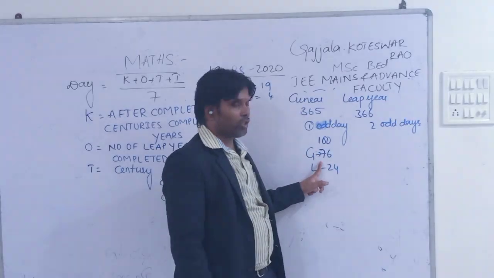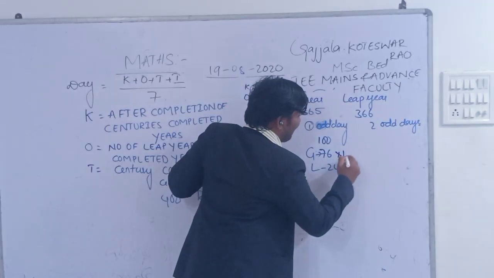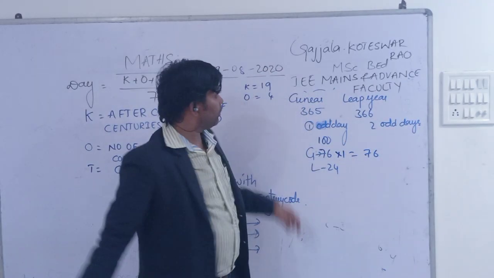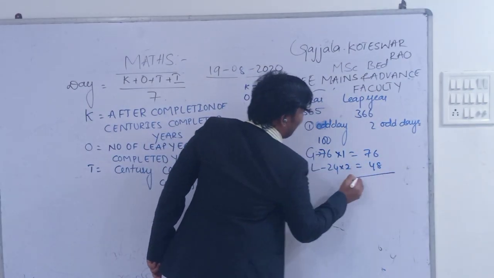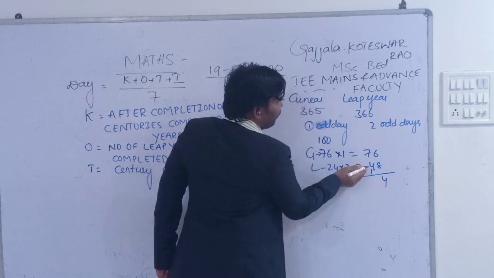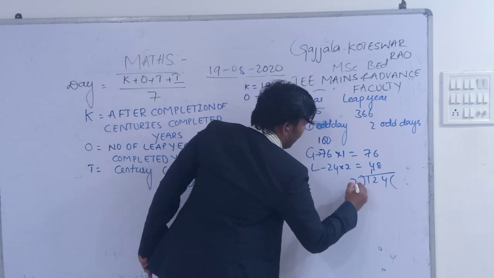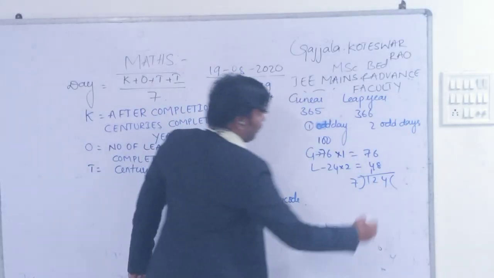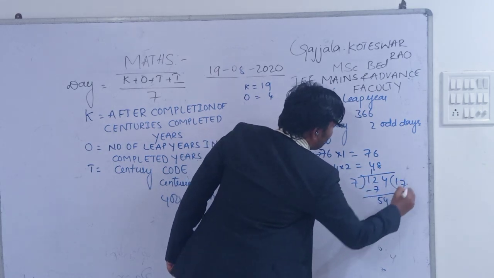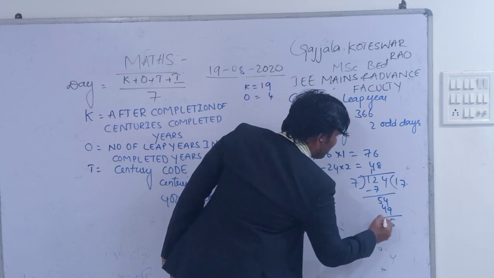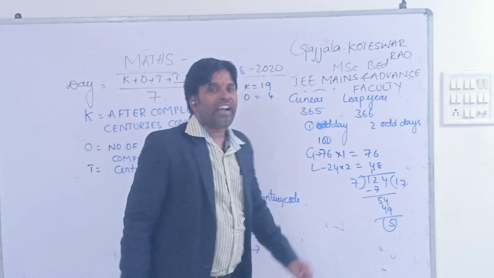In 76 general years, how many odd days will come? Only one day each, so 76 into 1, 76 will come. And for the 24 leap years, the number of odd days will be 24 into 2, 48. 76 plus 48 is 124. 124 is divided by 7. 7 1s are 7, and how much is remaining? 54. 7 7s are 49, so 5 odd days will remain.